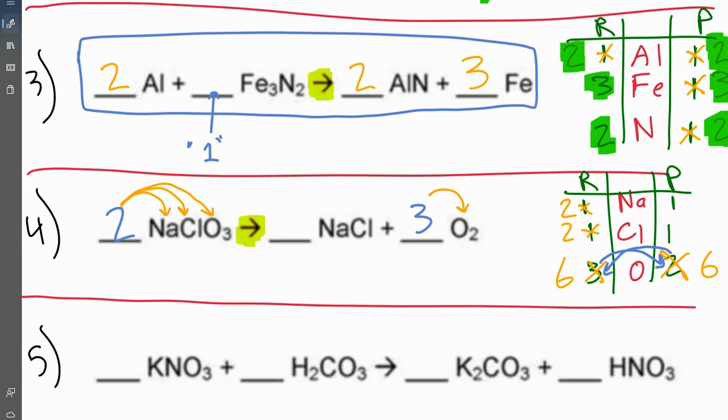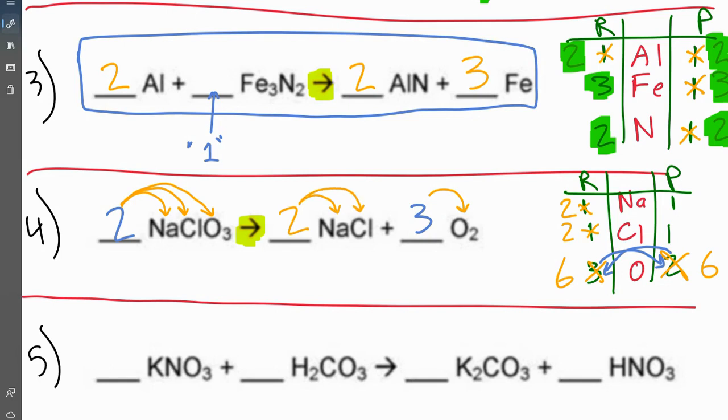Okay, so now our oxygens are good: 6 oxygens, 6 oxygens. But what about the sodium and the chlorine? Let's look at the sodium first. I usually just start at the top of the list. It doesn't really matter which order you do it, just as long as you take care of all the elements. It helps me keep track of things. So 2 in the reactants, but only 1 in the products. What do we have to multiply the products by? 2. So we put a 2 in front of that.